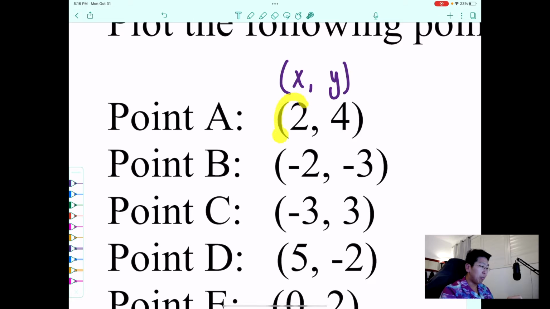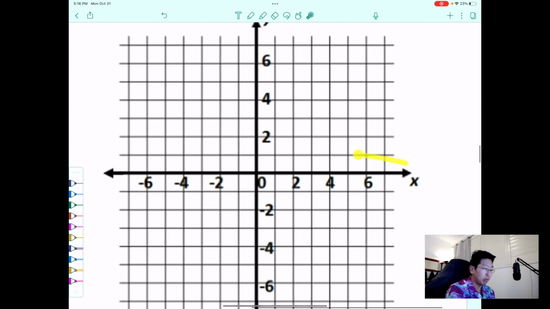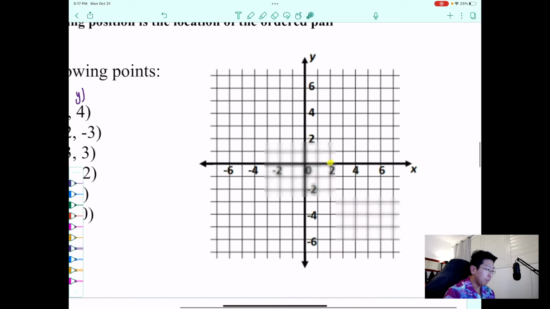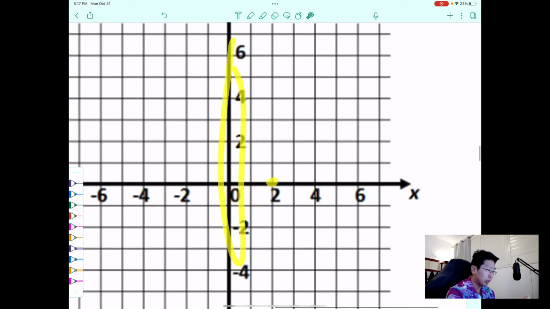This is going to be one point where the x value is 2 and the y value is 4. Notice that 2 is positive, 4 is positive. And so what I'm going to do is I'm going to go on the x-axis and find the number 2. Let's go find the number 2. So x-axis, you need to remember, that's kind of the hard part. X-axis, remembering that it goes left and right. 2. And then the y value is 4. So I'm going to go on the y-axis and find 4, which is right here.